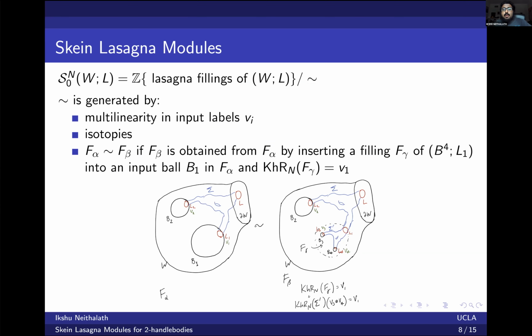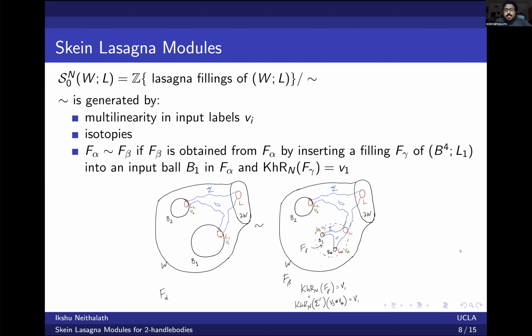And finally, the most interesting part of the equivalence comes from this kind of Skein operation, or this local relation that uses the evaluation. So here I've drawn two lasagna fillings, F alpha and F beta. They're different, but they're going to be set equivalent to each other in this group. And the only difference between them is that in F beta, I've inserted some filling F gamma. F gamma is a filling of just the four ball, and I've inserted it into this input ball. This is the operadic structure on these lasagna fillings. And I've done it in such a way that if I were to evaluate this filling F gamma, I'd produce precisely the element V1 in the Khovanov-Rozansky homology of L1. That's the label in F alpha.